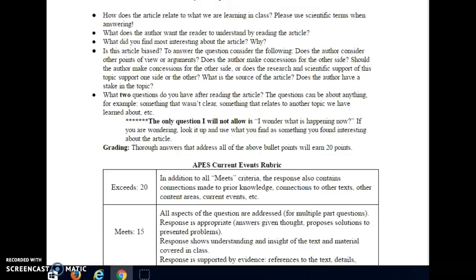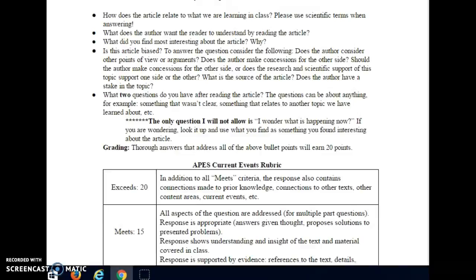This is where we have to be really careful, especially with things like climate change. Is it balanced? What is the source of the article? Is it from a liberal-leaning paper, a conservative-leaning paper? Does the author have a stake in the topic? Where's the author from? So consider those aspects when you're writing and answering the bullet point, is this article biased?